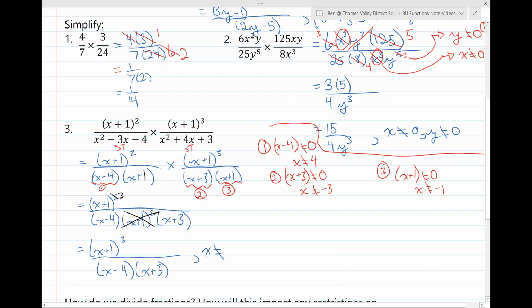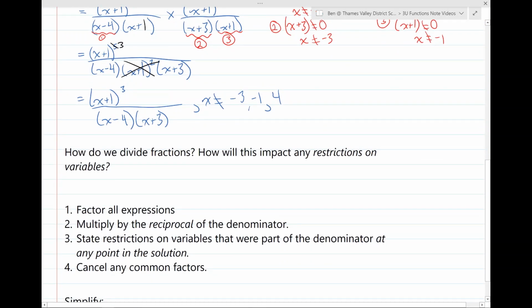X is not allowed to equal -3, -1, or 4. And we do try and state these restrictions from lowest to greatest because you will have folks a little bit picky in terms of that.